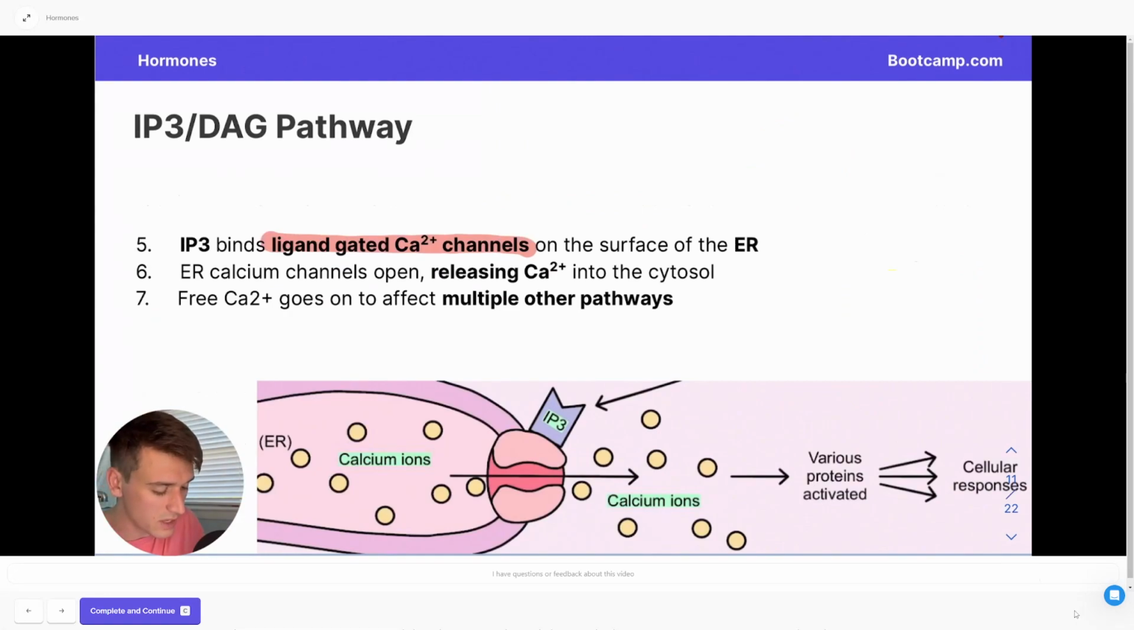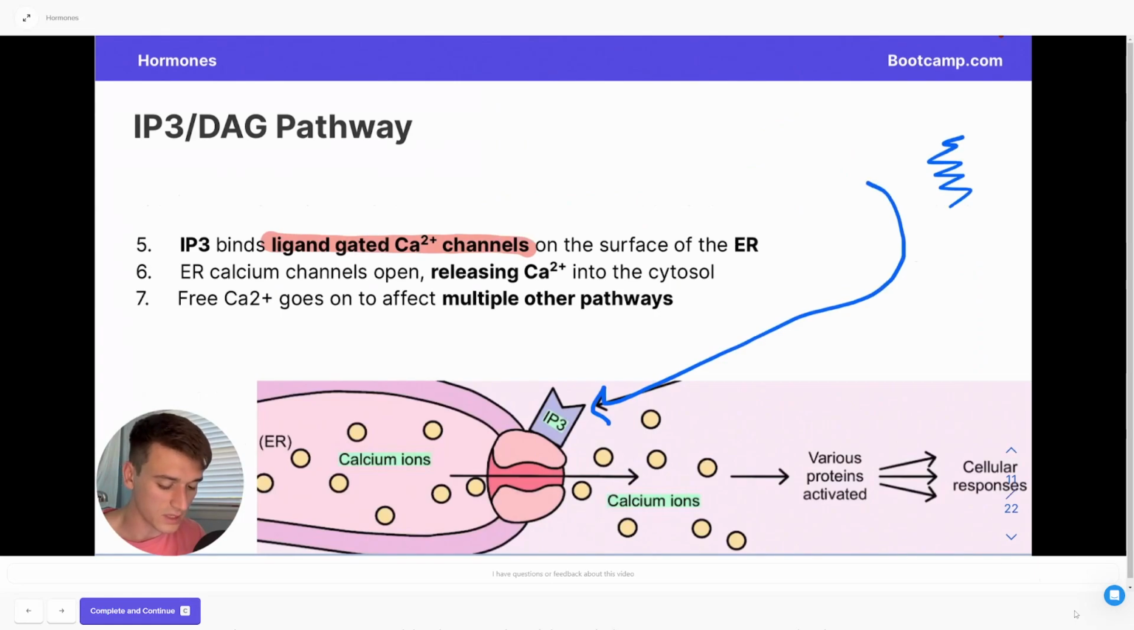And so you can kind of imagine the creation of IP3 would be up here. It's going to go all the way down to the endoplasmic reticulum and bind to that channel. Once the ligand-gated channel is bound with IP3, it is going to open up and allow all of this calcium to flow out. And where is this calcium going to go? It's going to end up in the cytosol of the cell.